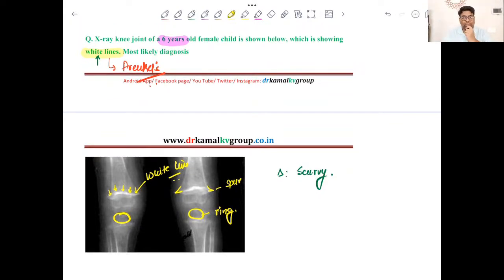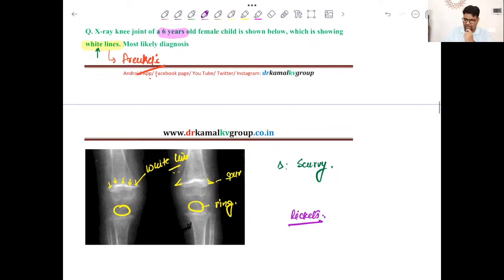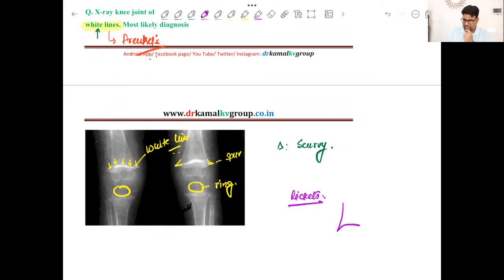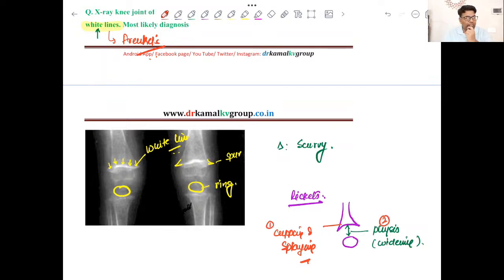And for rickets, they will always give you genu varum. If it is a case of rickets, how can you differentiate? In rickets, if you look at the metaphysis, it will be like this, of course, but the epiphysis will be at a distance, and this whole area is actually the physis, right? So we call it widening of the physis or growth plate. That is very important in rickets. And of course for the metaphysis, you can say cupping and splaying. Clear? So these are two important points which you should mark.